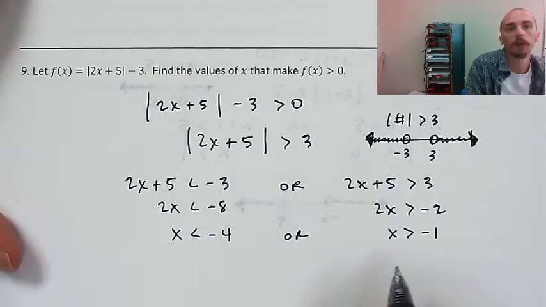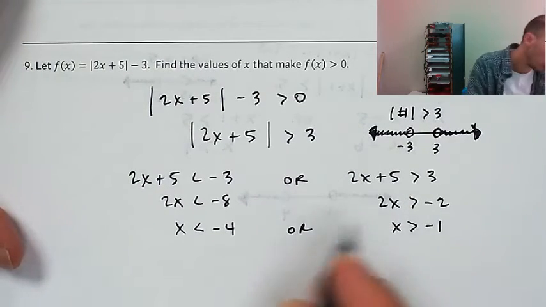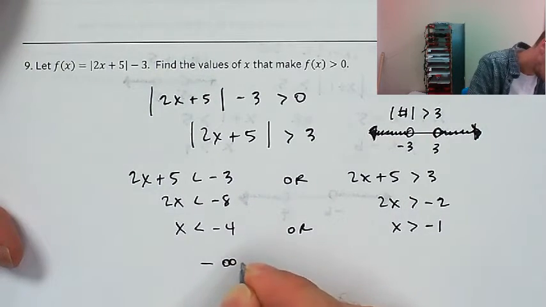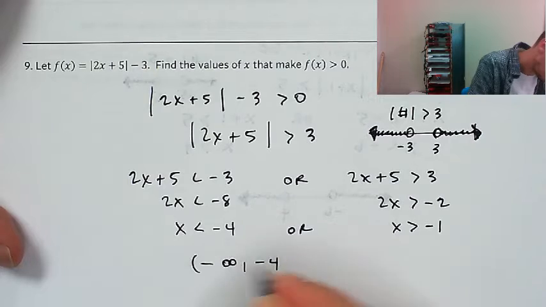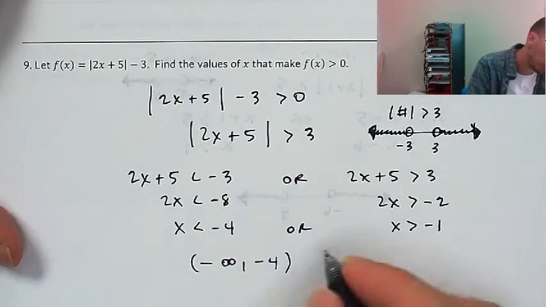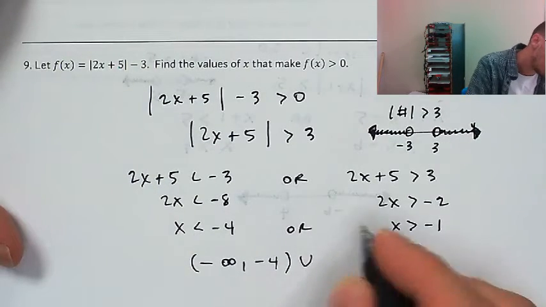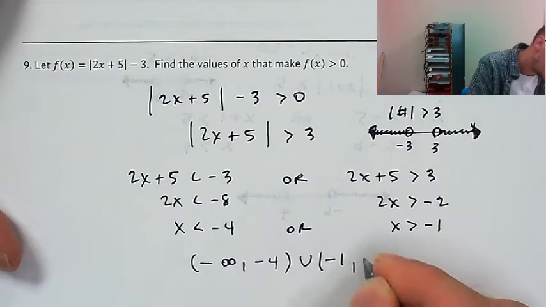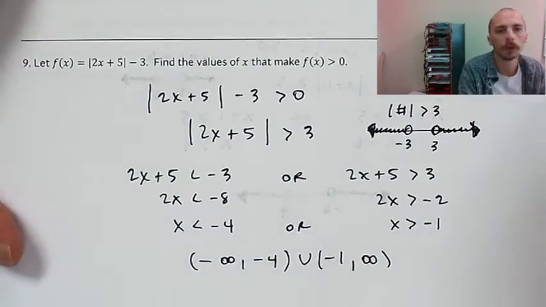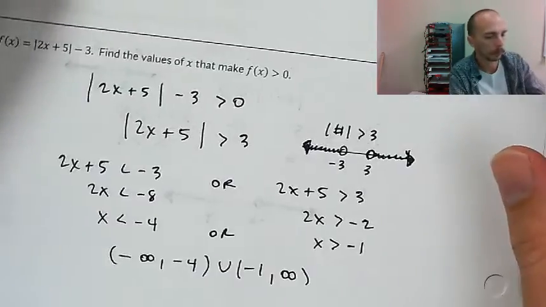Or if I wanted to write this in interval notation, which I have not written one of these in yet, I would say negative infinity up to negative 4, not including negative 4 because it's a strict inequality, or union, negative 1 to positive infinity, because it's where x is greater than negative 1. Okay, that was Form A. Let's do Form B.